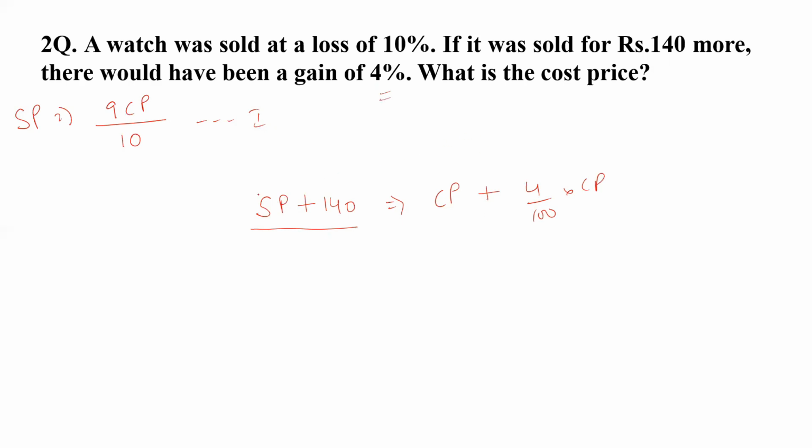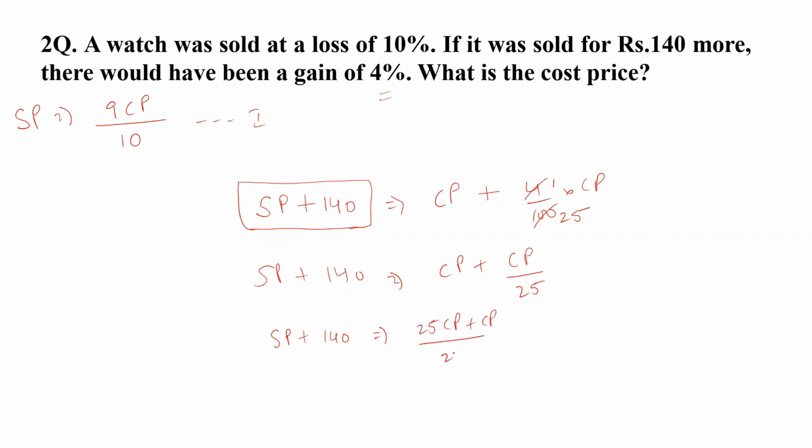So I'm solving this equation. I'm trying to find what the next selling price would be. The next selling price, SP plus 140, should be equal to CP plus 4 by 100 of CP. If I reduce it to the simplest term, I get 25. So I get CP plus CP divided by 25. So it is all about that. I have solved it right now. If I take the LCM of 25, I can write SP plus 140 is equal to 25 cost price plus cost price divided by 25.